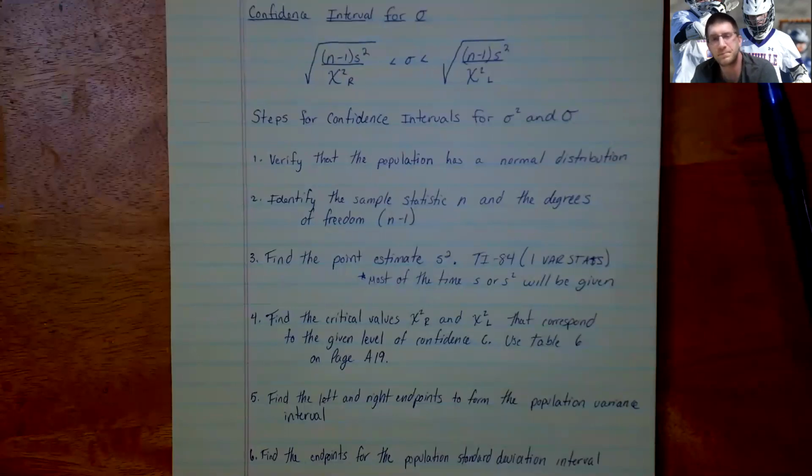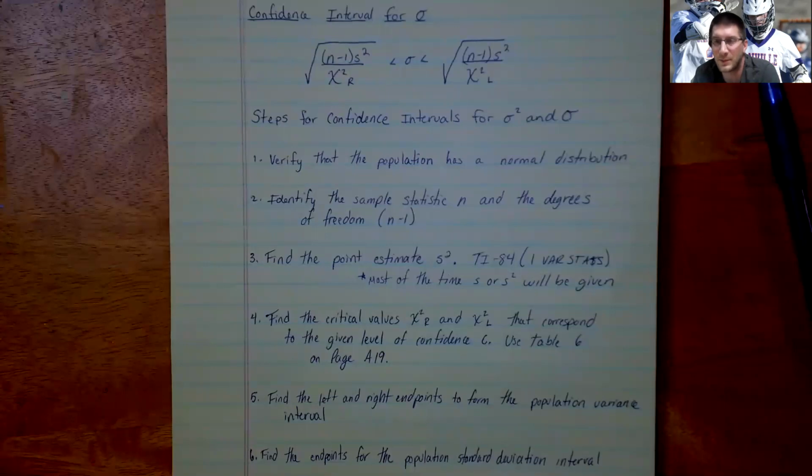The next step, we're going to go through what we were practicing yesterday, finding the critical values, the chi-squared R and the chi-squared L, the right and left-hand endpoints. They're going to correspond to the confidence level, and you're going to use Table 6, the chi-square distribution, which is on page A19 in our book. Then we're going to find the left and right-hand endpoints for the population variance interval. That's just using the formula that we talked about above. And then take the square roots of that to get the endpoints of the population standard deviation interval, which once again is in the formula that we talked about above.